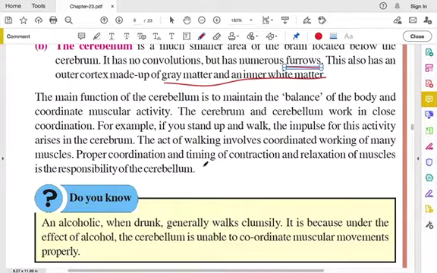The cerebrum and the cerebellum work in close coordination. If we stand up and walk, the impulse for this activity, the signal, arises in the cerebrum. Then the act of walking involves coordinated working of many muscles. Your hands and your legs are moving, so a lot of coordination between many muscles is needed during walking. Our muscles have to be contracted and relaxed. All of this is taken care of by the cerebellum.